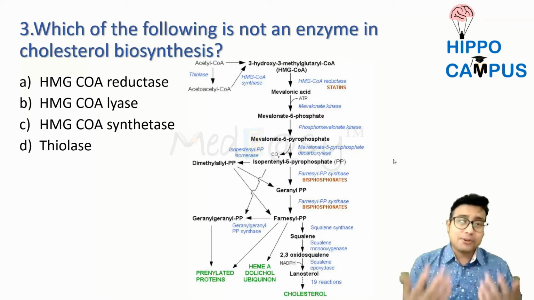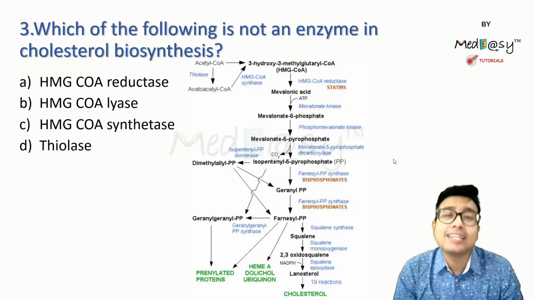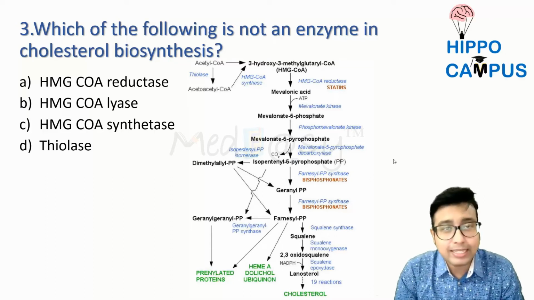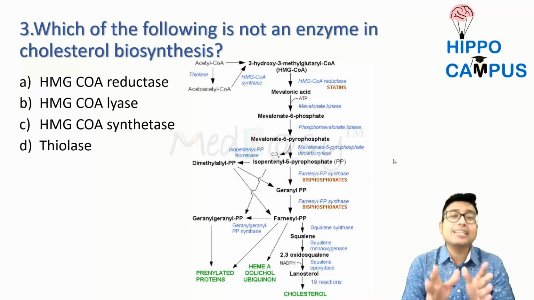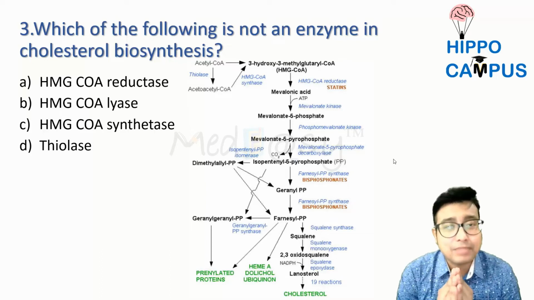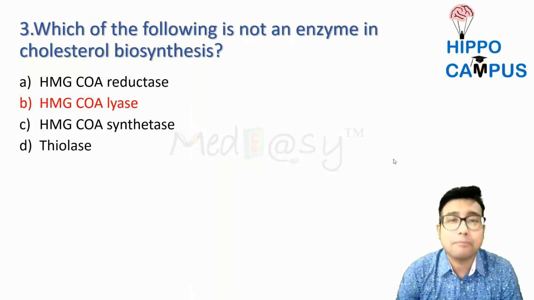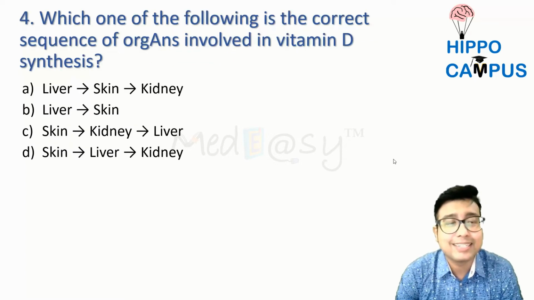And moreover, this enzyme HMG-CoA lyase is actually an enzyme of ketone body synthesis. So not only cholesterol synthesis, but ketone body synthesis from lipid metabolism is also a vital part in your PG preparation. So keep it in mind, guys. The answer to this will be 3B, HMG-CoA lyase.